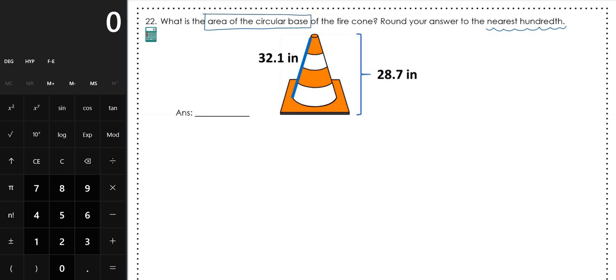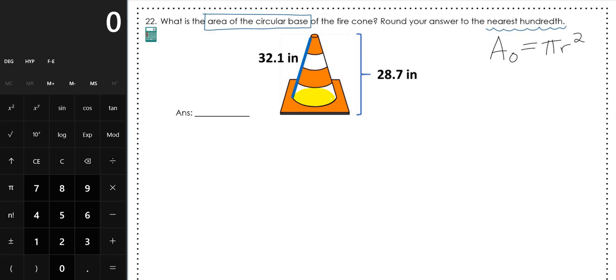Now, even though this is a three-dimensional object, the only thing they care about is finding the area of just the base, which we know is the shape of a circle. So our end goal is going to be to find the area of that circle. So I'm going to write down area of a circle, which we should all know. It's going to be pi r squared. It's part of every volume and surface area formula that you need to know.